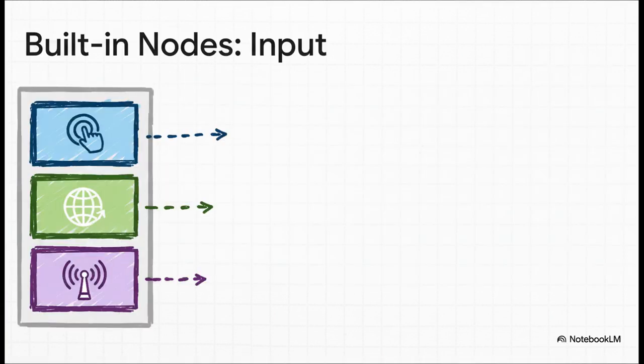To get data into a flow, Node-RED has a bunch of awesome built-in nodes. For example, the inject node. It's literally just a button you can click to start your flow. Super handy for testing. And the HTTP in node lets you create your own web API endpoint with a single drag and drop. It's wild.